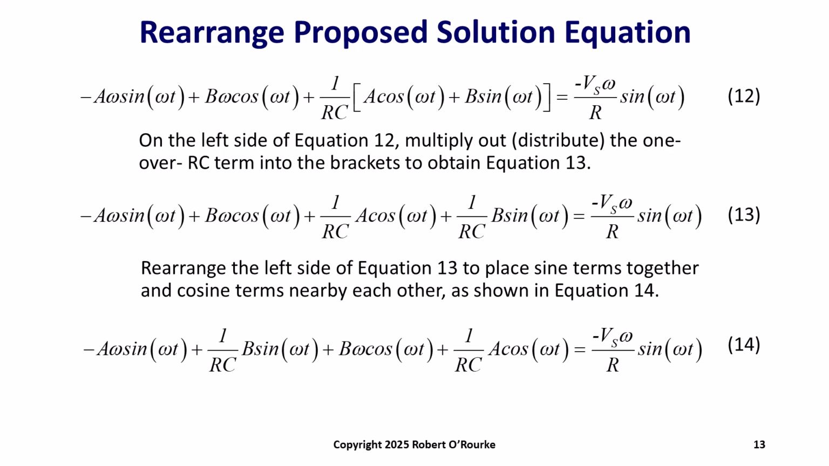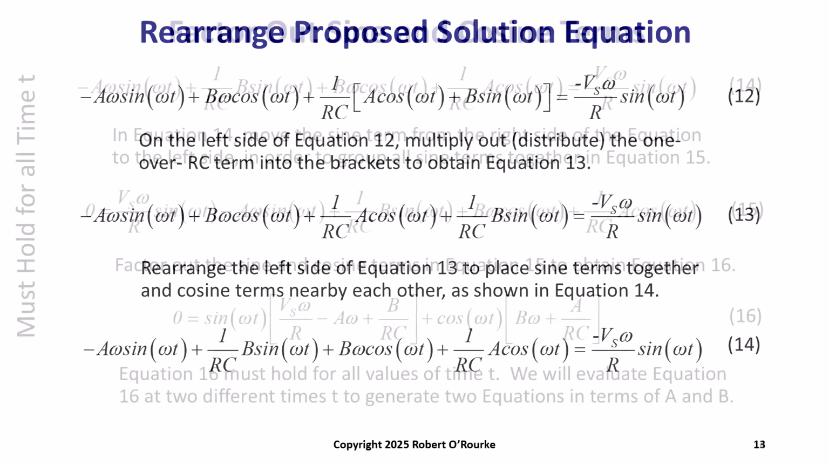We can multiply out the 1 over RC term right in the middle of equation 12, moving the 1 over RC term inside the brackets, resulting in equation 13. Move terms around in equation 13 so that the two sine terms are next to each other and the cosine terms are next to each other, as shown in equation 14.